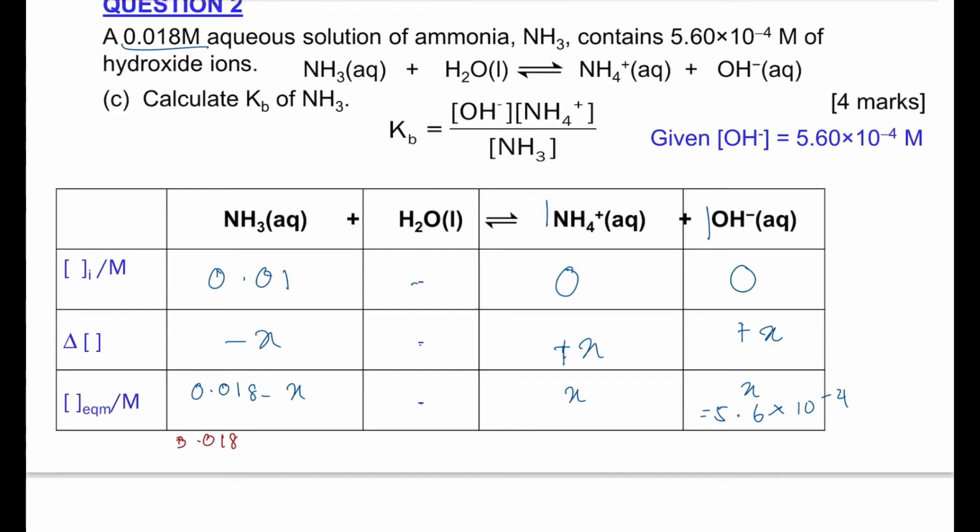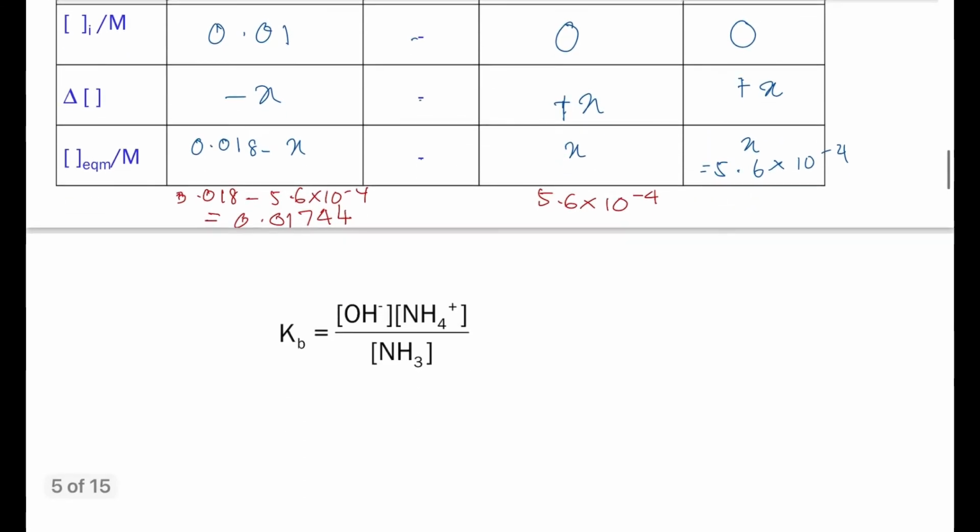0.018 minus 5.6 exponent negative 4. This one 5.6 exponent negative 4. Finally, the concentration of ammonia at equilibrium will be 0.017 molar. Now, let's substitute into our Kb expression. The concentration of hydroxide ion 5.6 exponent negative 4, and the concentration of ammonium ion also like this. Just divide by ammonia concentration at equilibrium, 0.017.